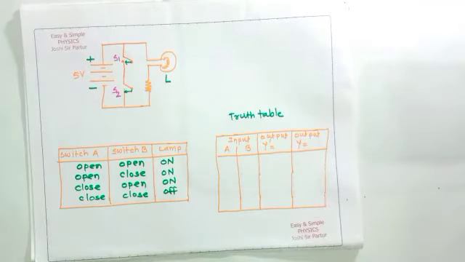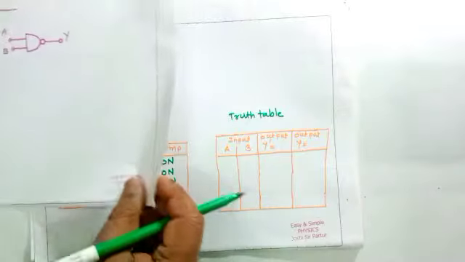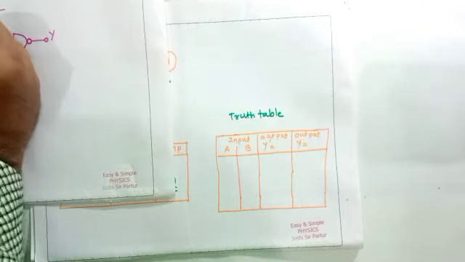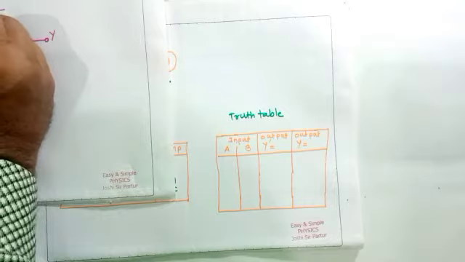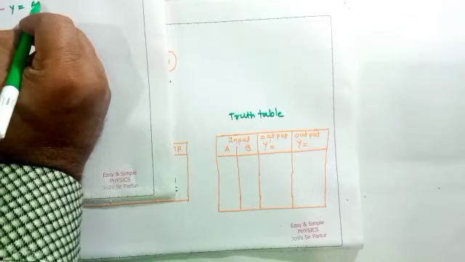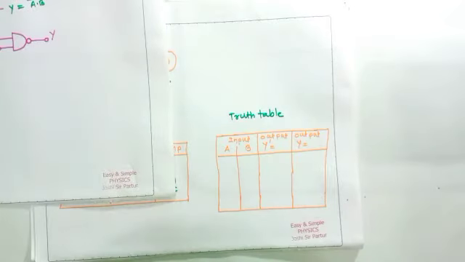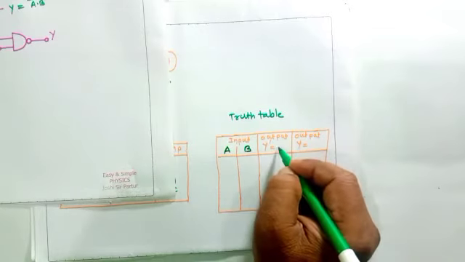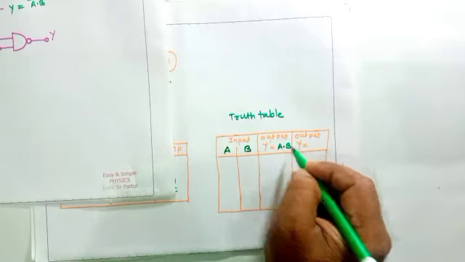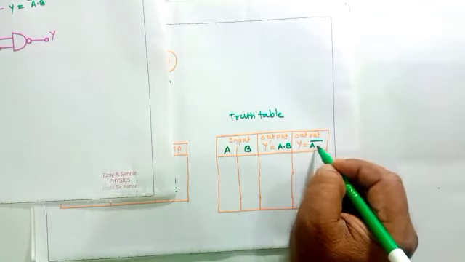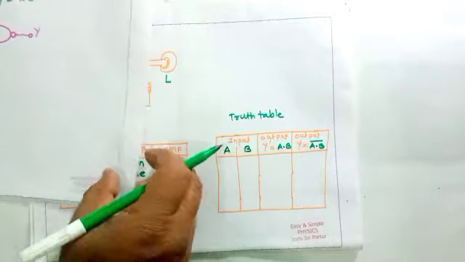If A and B are the inputs, here A and B are inputs, so the Y dash output will be A and B, and here Y will be the complement of A and B. So here, for inputs A and B, output Y dash will be A and B, and output Y will be the complement of A and B.